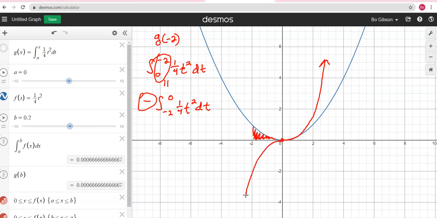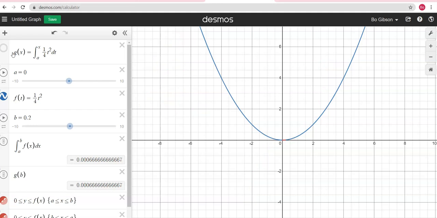see something like this. And so when I'm thinking about, well, what's the graph of G look like, if I think about how I accumulate area and also account for these properties of definite integrals, I would suspect my graph looks something like that. So let's turn it on and see. Yeah, pretty close, right? Kind of like a cubic function here.